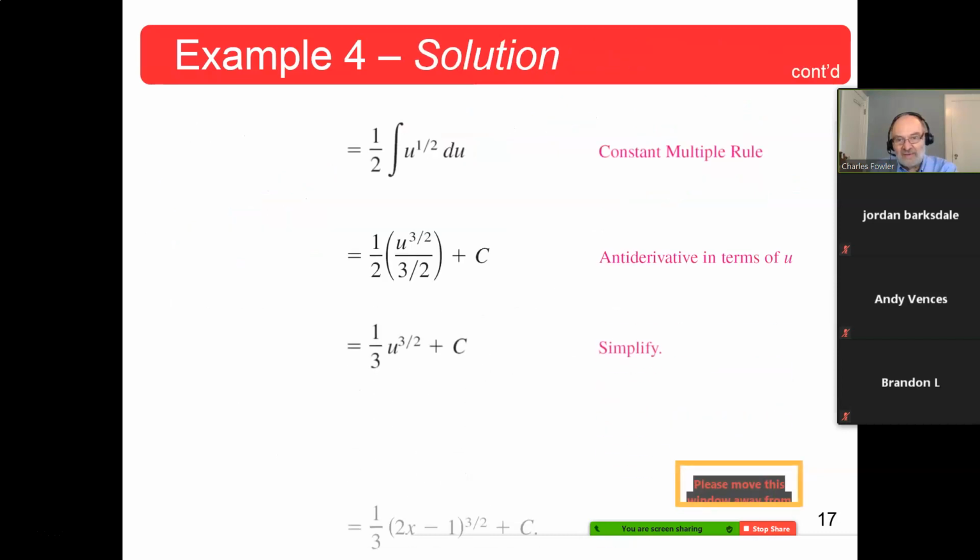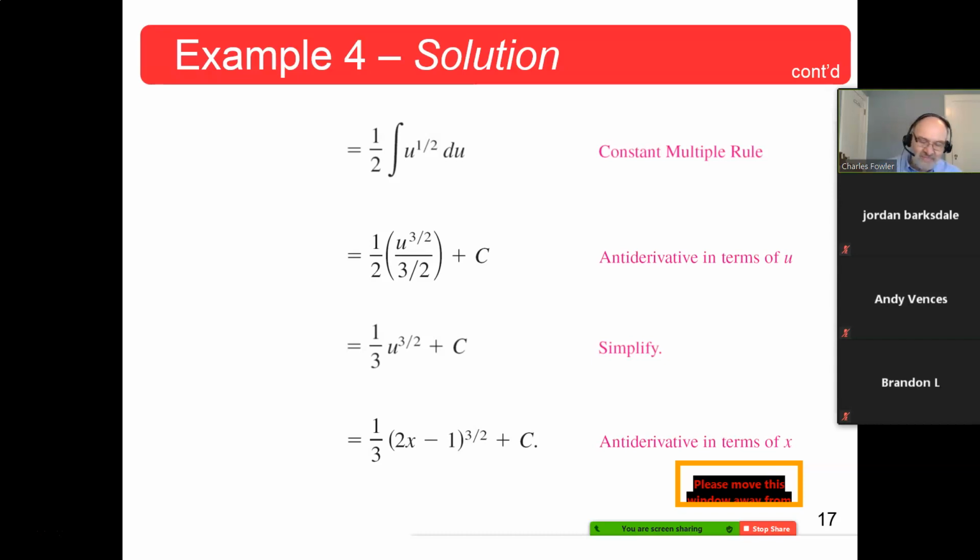I'm sorry I didn't take it one more step. There it is. 1/3 (2x minus 1) to the 3/2 power plus c. Usually if they give you the problem in x's, give the answer in x's. Don't leave it in u's. Go on and plug in what u is. All right, any questions on that? That was example 4.